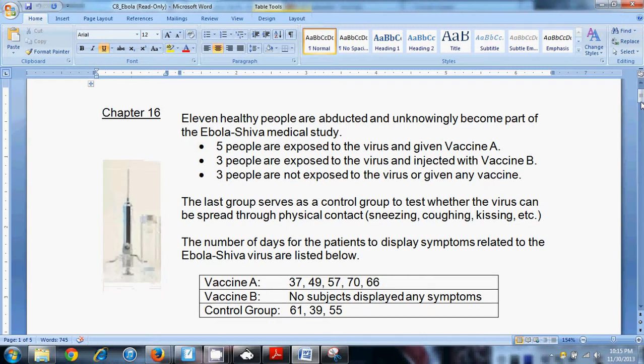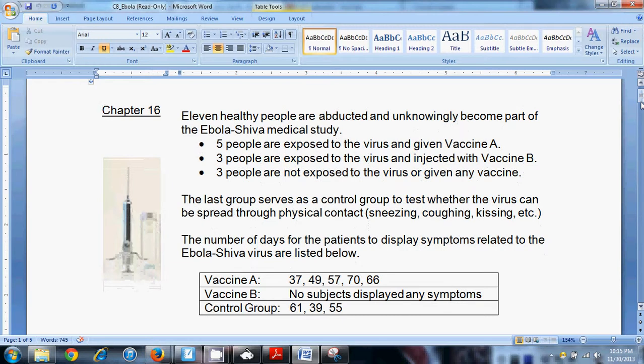And this is from the book that I know I've spoken about a couple times, Rainbow Six, where we gathered up some homeless people and we sprayed them in the face with Ebola, and then we counted. And vaccine A people, looks like they may have bought themselves some time with the vaccine. Vaccine B looks fantastic. They never displayed any symptoms. Control group, probably not feeling so great at the moment.